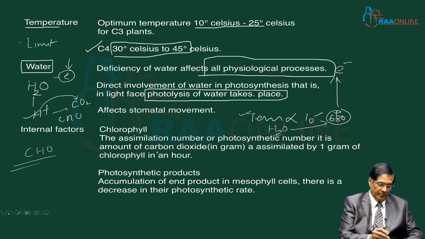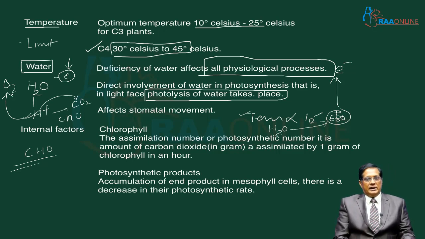And third, which is useful for us, due to photolysis of water, the atmosphere is enriched by oxygen. Oxygen is released from water into the atmosphere during photosynthesis. So it is a source of oxygen, beneficial for all. But for the plant, water is a hydrogen source, then only CHO are formed, and second, it is an electron donor.